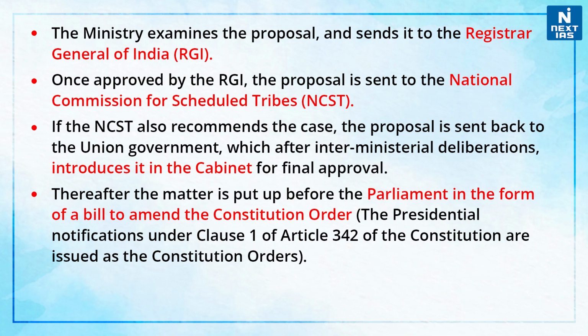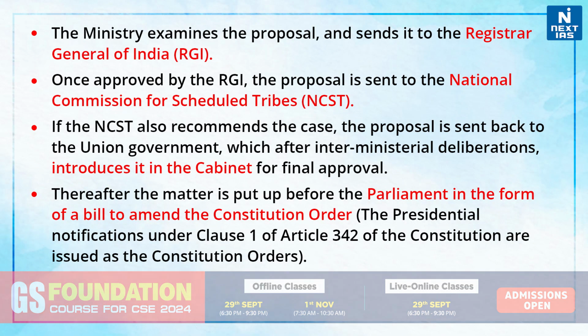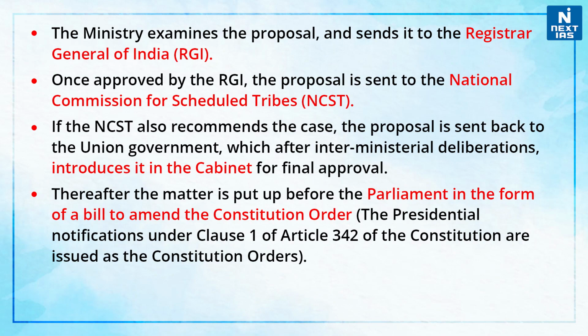Now the ministry examines the proposal and sends it to the Registrar General of India. Once approved by the RGI, the proposal is sent to the National Commission for Scheduled Tribes, NCST. If the NCST also recommends the case, the proposal is sent back to the Union Government, which after interministerial deliberations introduces it in the Cabinet for final approval. Thereafter, the matter is put up before Parliament in the form of a bill to amend the Constitution Order. Now, the presidential notification under Clause 1 of Article 342 of the Constitution is issued as the Constitution Orders.